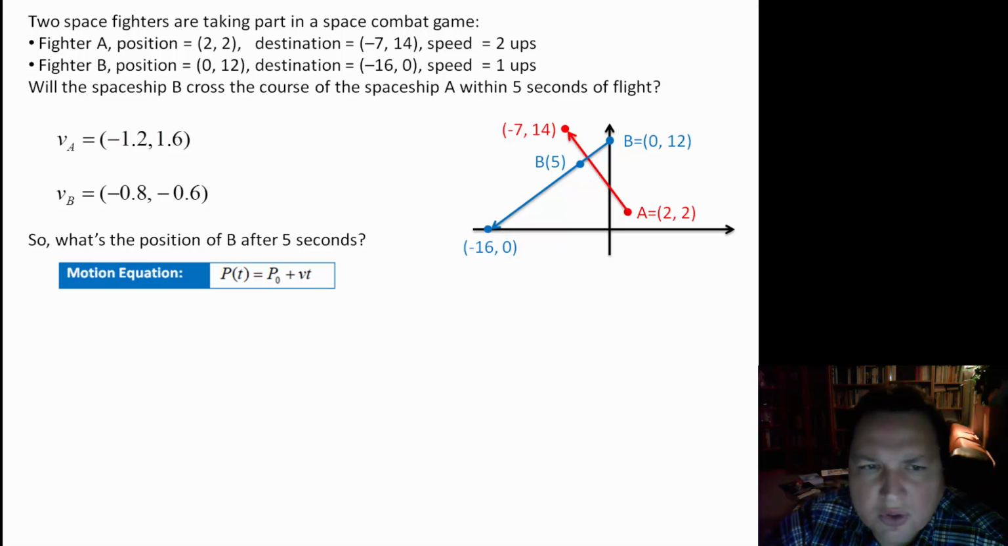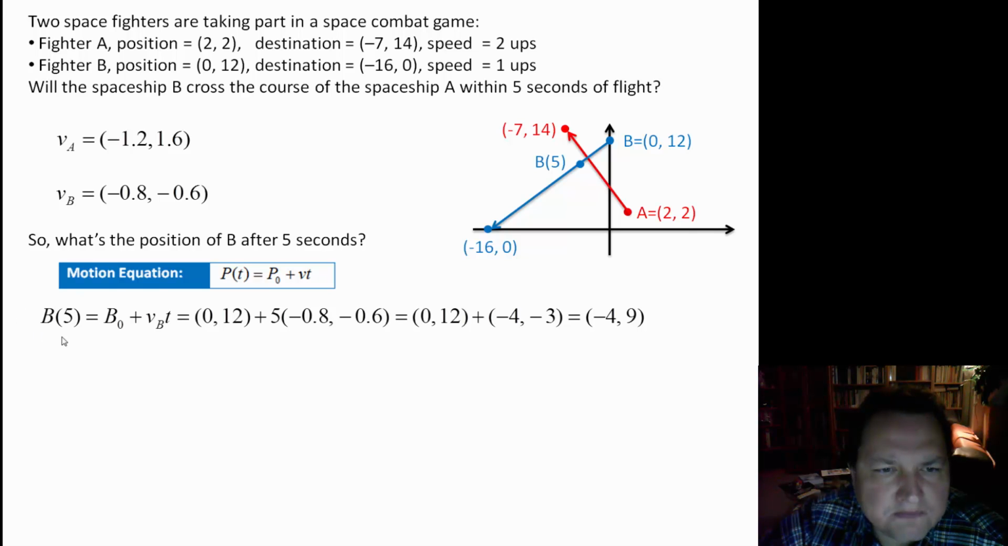So let's apply this formula to fighter B and the 5 seconds time. The position of fighter B, which I just marked here as B5, is the initial position of fighter B0, it's (0, 12), plus the velocity of fighter B multiplied by time. So B0 is (0, 12), time is 5 seconds, and the velocity of B has been just calculated as (-0.8, -0.6). Here is the calculation.